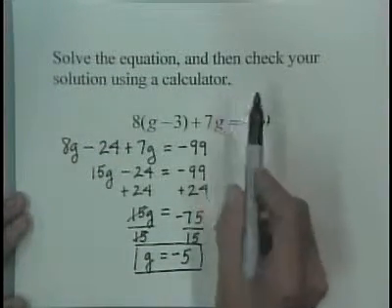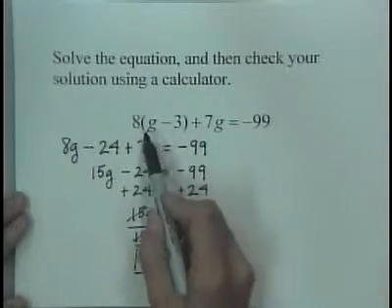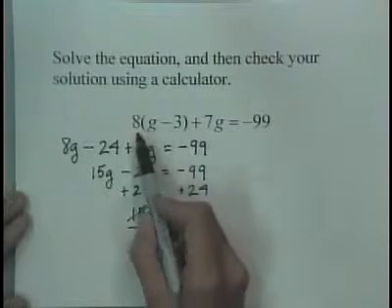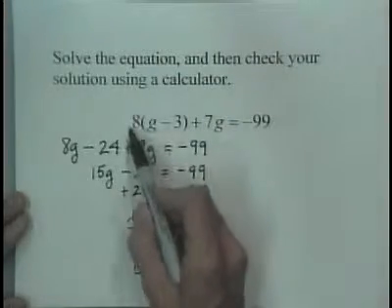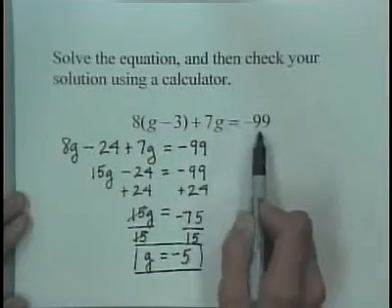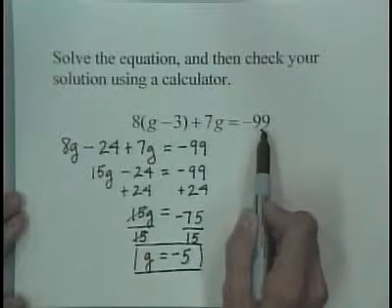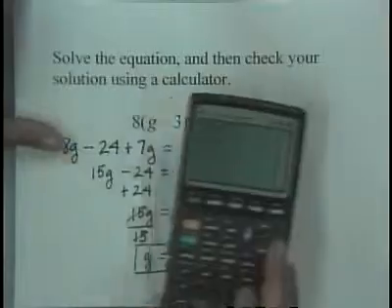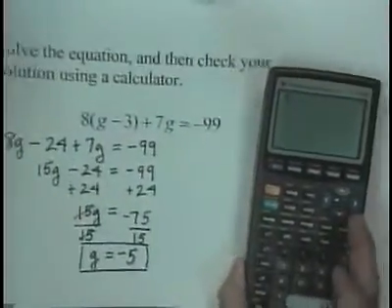So I'm going to pick up my calculator and enter -5 for g. Notice that in this equation, all that's going to be required is that I enter the left-hand side and simplify and see if I can get -99, since there aren't any g's on the right-hand side. So let's see what we can do.